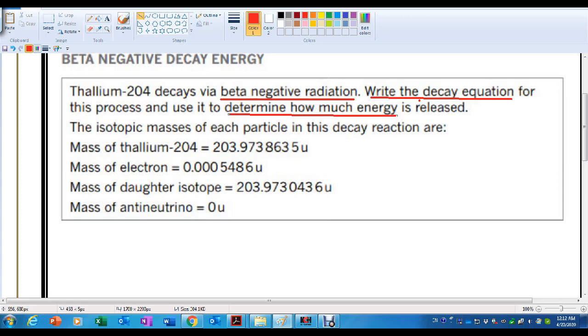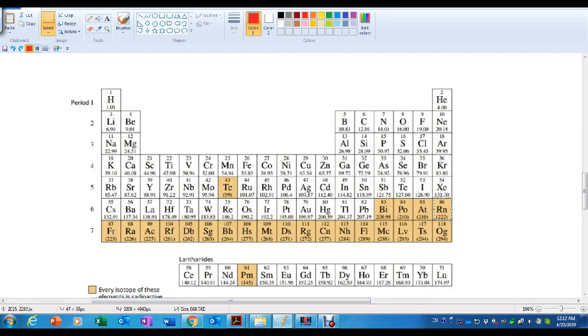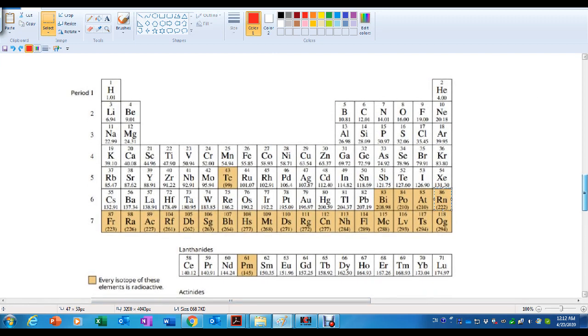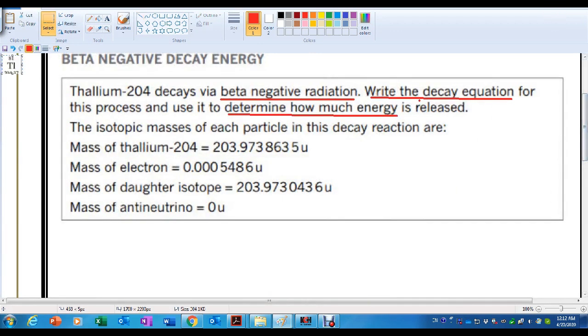So here are the things. Again, to write the equation, you need to find out in the so-called periodic table. So that's mass number 204. So what's the atom this time? Okay, can you see that? I think I got it. It should be this one, right? Yes. So that's thallium. Okay, that's our thallium.